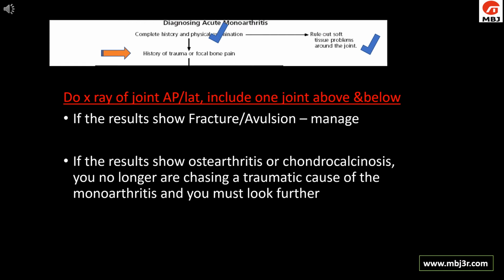If the results show osteoarthritis or chondrocalcinosis, you are no longer excluding a dramatic cause of the monoarthritis and you must look further.